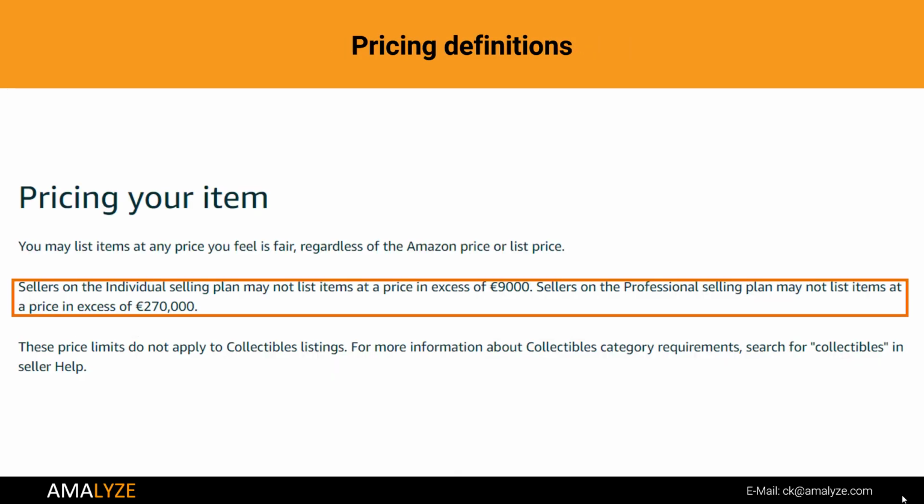Then, pricing your item. When it comes to the price, we have to talk about pricing definitions. For example, sellers on the individual selling plan may not list items at a price in excess of 9,000 euro or dollar. Sellers on the professional selling plan may not list items at a price in excess of $270,000 or euro. These price limits do not apply to collectible listings, of course, but really nice to know.